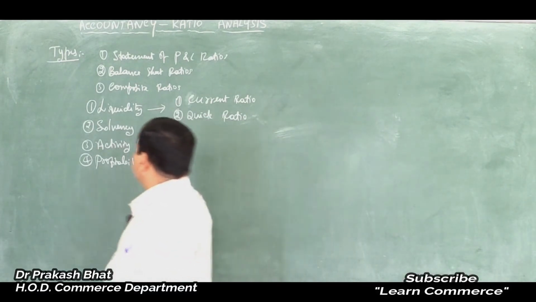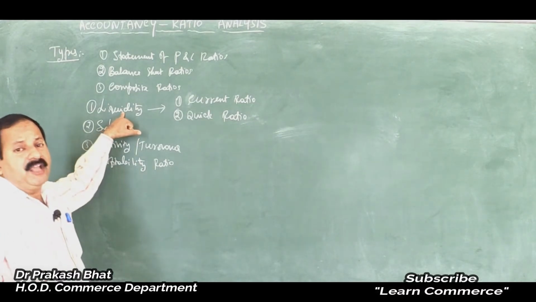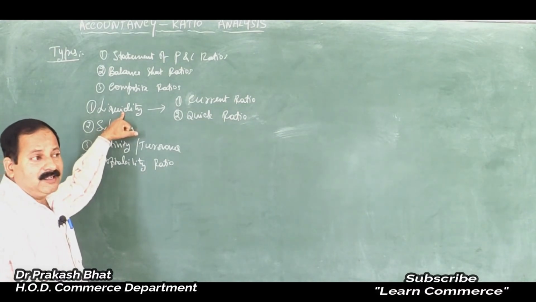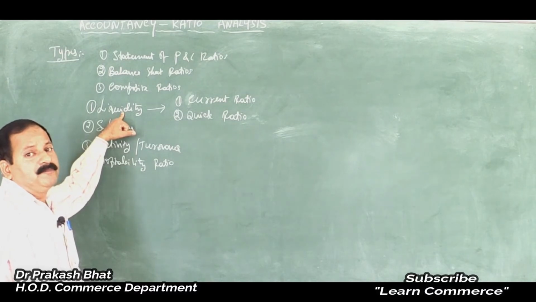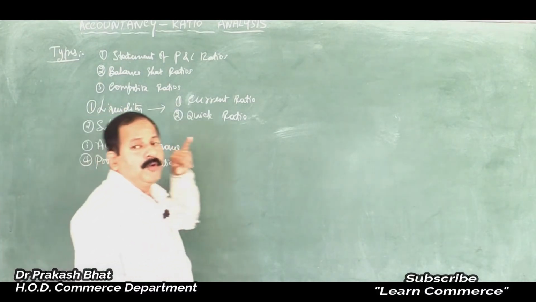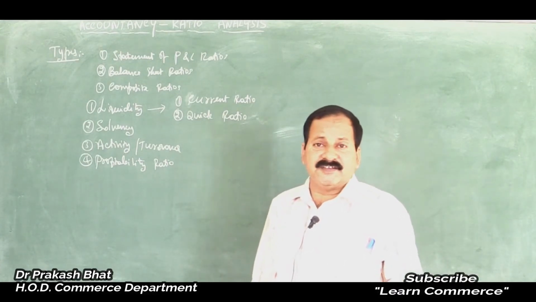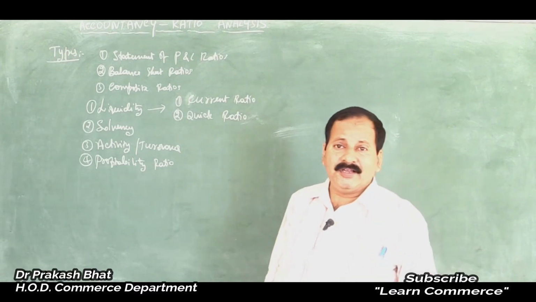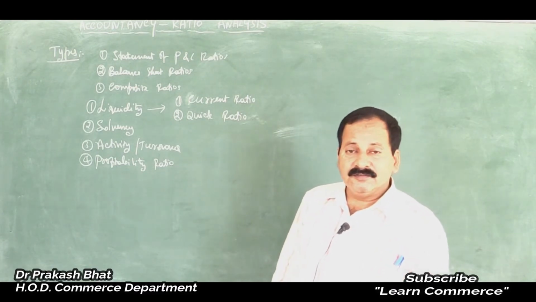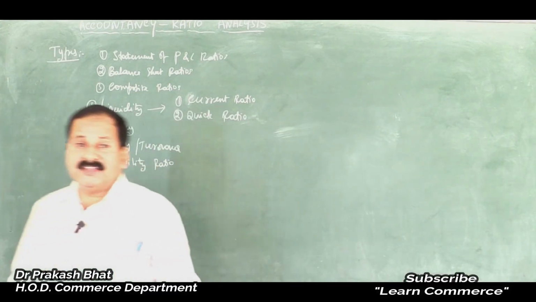First of all, let us know the meaning of liquidity. Liquidity means the ability to convert the assets into cash. When the company's capacity to convert the assets into cash is very easy, then it is called more liquidity. Suppose the company is having more cash, more bills receivable, or short term assets, or maybe stock, debtors, bills receivable, all this comes under liquid assets.